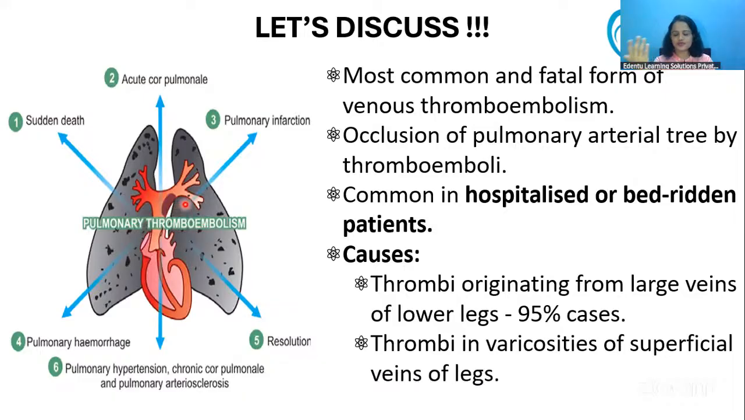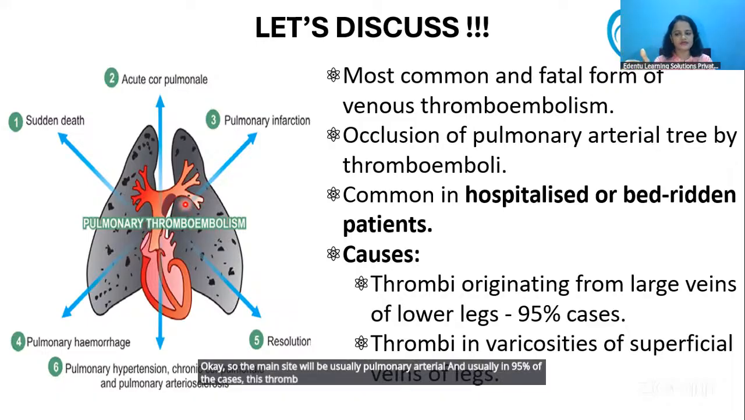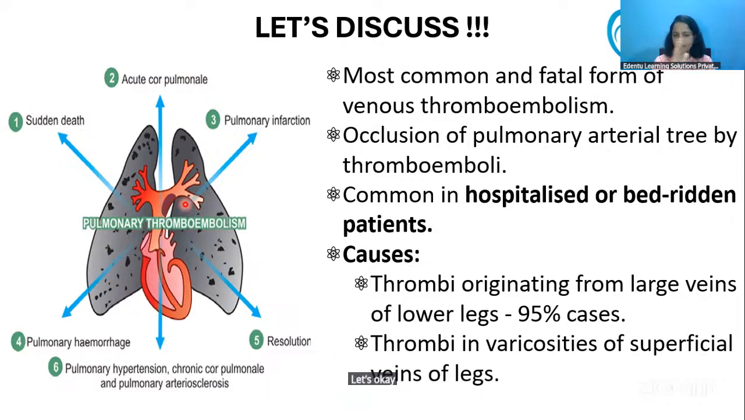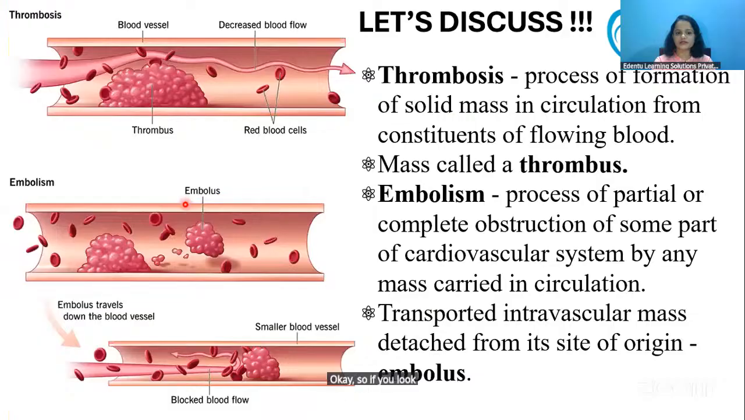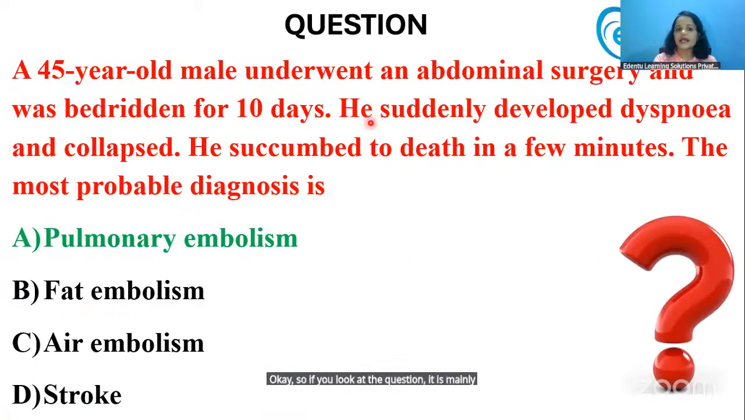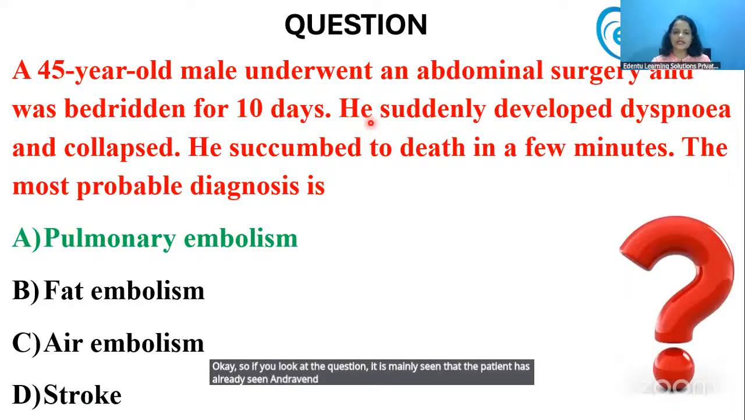In 95% of the cases, these thrombi will originate from the large veins of the lower legs. But sometimes they can also originate from the varicosities of the superficial veins of the legs. So these are the main causes of pulmonary embolism. And this type of embolism is very common in hospitalized or bedridden patients. If you look at the question, it is seen that the patient has already undergone an abdominal surgery and is bedridden for 10 days.